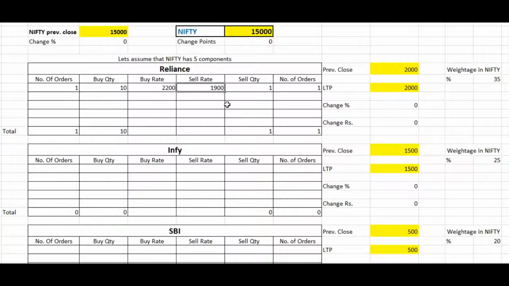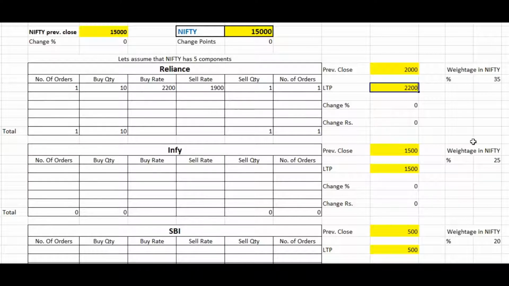Now the seller is quoting a lower price only, but the system will say, why do you want to sell at a lower price when there is a buyer available at a higher price? So this order will be matched, this quantity, both will be matched at 2,200. So one quantity of Reliance will be sold at 2,200, and this buyer's one will be executed and 9 will be remaining. So the system will take the LTP at 2,200.